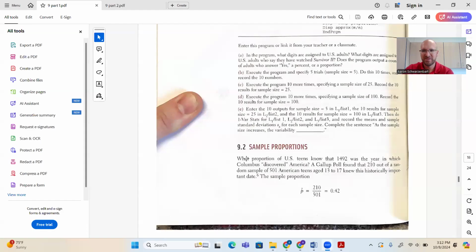Okay, now we're going to talk about sample proportions. Proportions are just essentially sample fractions, or what percentage. So here I've got 210 out of 501. Remember my sample proportion, sample being p hat, population being p. Proportions should always be essentially percentages, so they're always between 0 and 1.